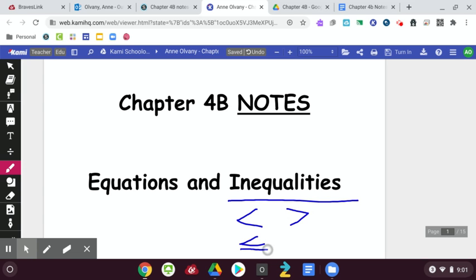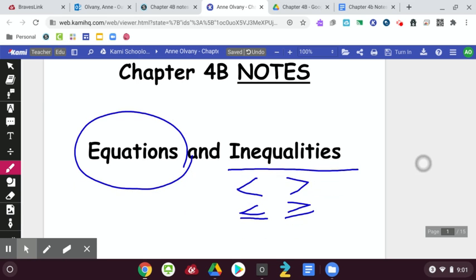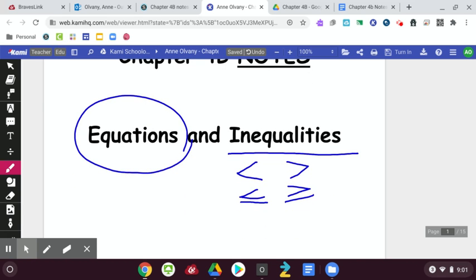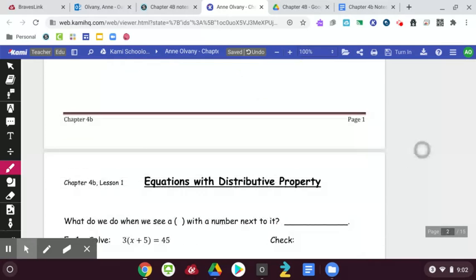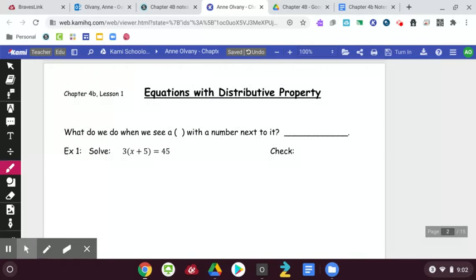Remember these things? Okay. So, equations, which we learned right before the holiday, and now we're going to do that same process into inequalities. So, as we begin, I'm going to do page 1, which is a little bit of a review to get your mind moving again in this new year. So, what do we do when we see parentheses with a number right next to it? For example, in example 1, we're going to do what's called distribute.